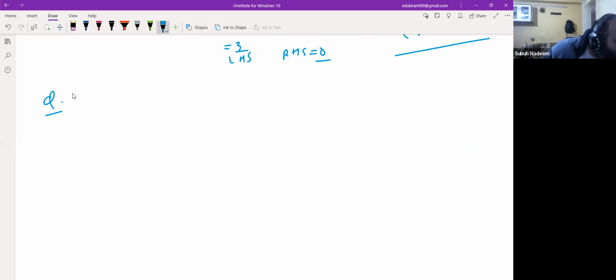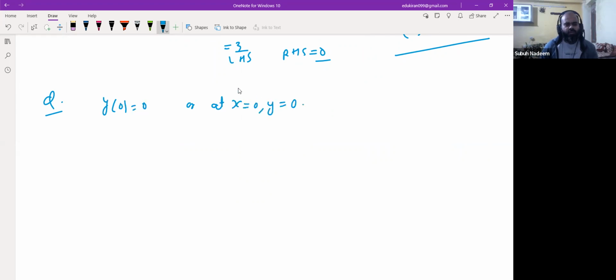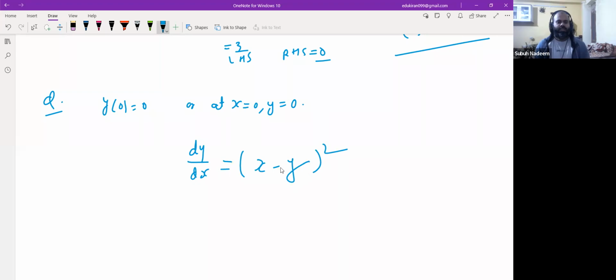Next one is: find the equation of a curve passing through the origin. So what does passing through origin mean? It means y of 0 is equal to 0, or we can say that at x is equal to 0, y is also 0. If the slope of the tangent to the curve, so the slope of tangent dy by dx, is equal to the square of the difference of the abscissa and ordinate of the point, x minus y whole square. This is what it is saying.